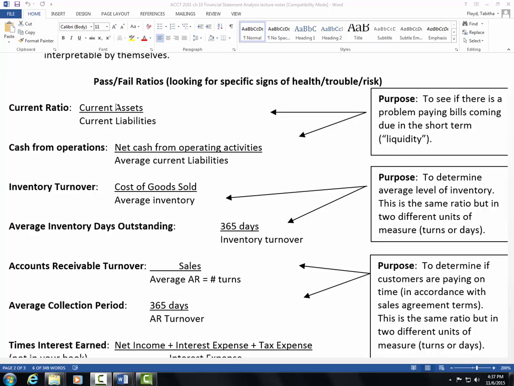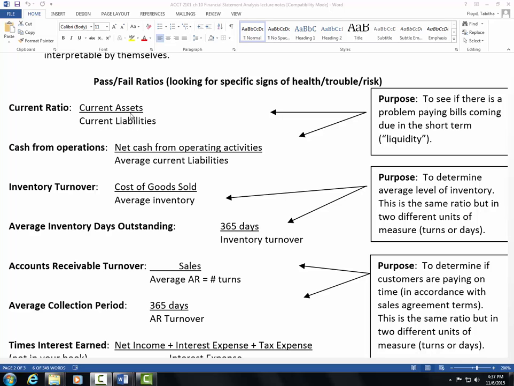So current ratio is the very first ratio that we ever learned. It's current assets divided by current liabilities, and it is probably the most used ratio to judge the liquidity of the firm. The liquidity, that means, is the company going to be able to pay its current obligations when they become due? So current liabilities are due within a year or less. So this measures is the company going to be able to pay those bills as they become due.